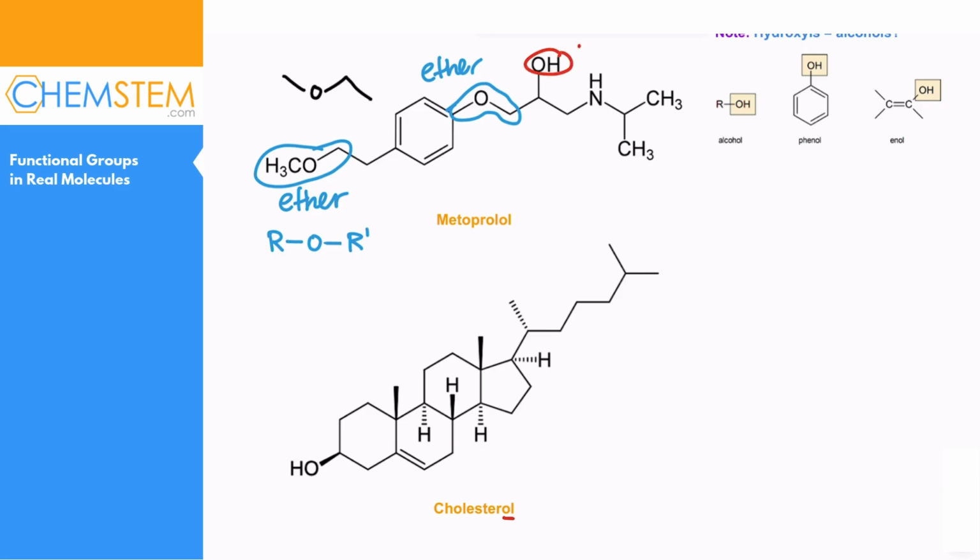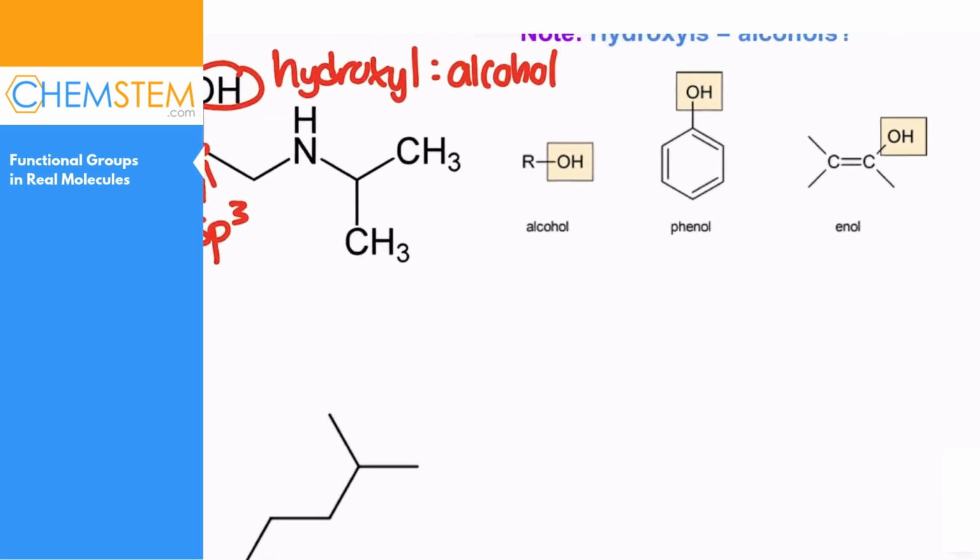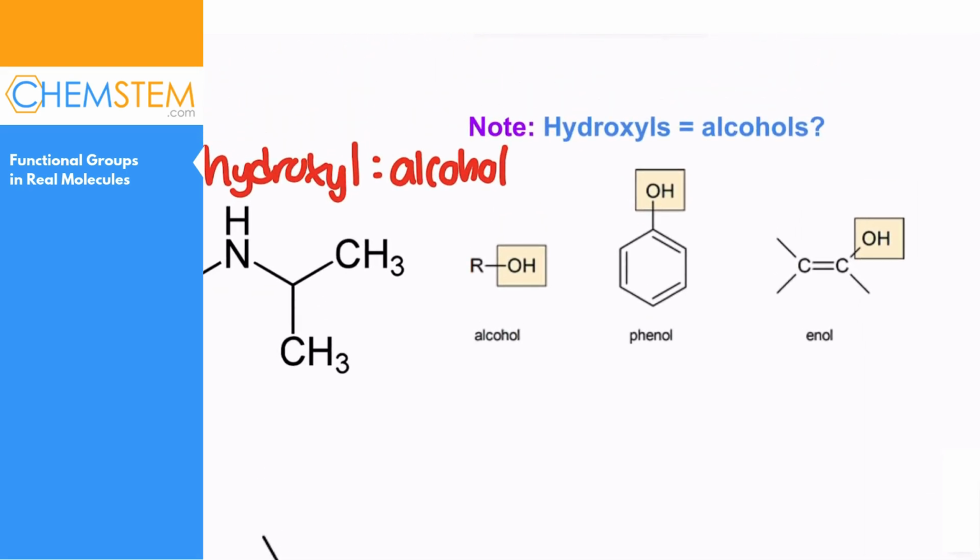Here we have a hydroxyl. But specifically, notice that this carbon here is sp3 hybridized. So you can call this hydroxyl an alcohol. Let's take a quick aside to see, are hydroxyls alcohols? Well, I will tell you that alcohols have hydroxyls. The best way to name them, generally speaking, is that an alcohol is going to be an OH group connected to an sp3 hybridized carbon.